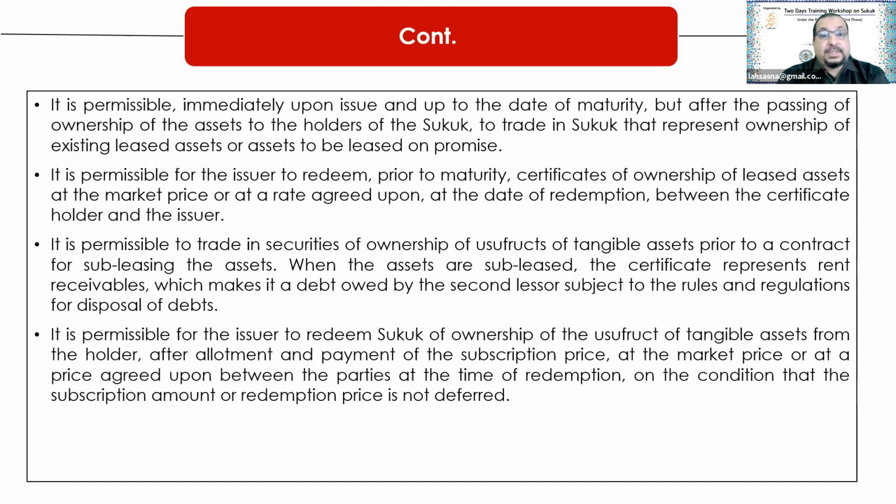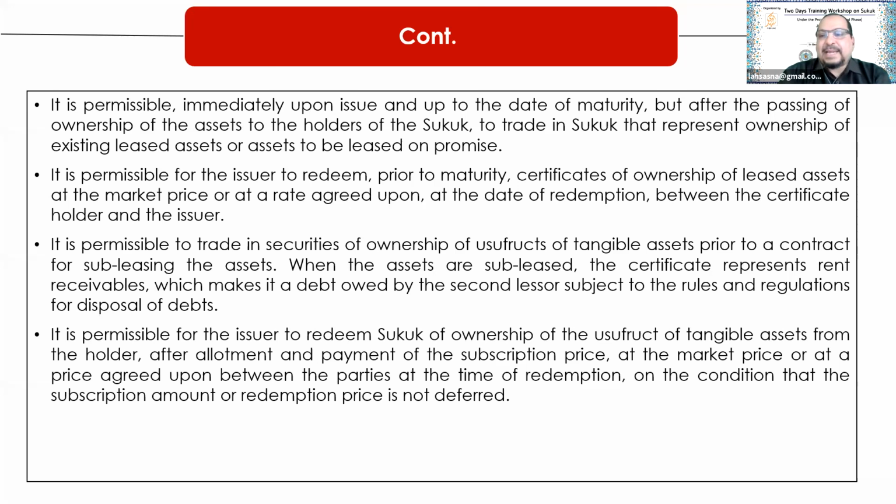The second point, or the third point, is it permissible to trade in security of ownership of usufruct of tangibles prior to the contract of subleasing. Here there is a small concern when it comes to the ijara, because you may have a subleasing. When the assets are subleased, the certificate represents rent receivable. Because here basically you are not owning and getting the rent, you are doing the sublease. So when the sublease is created, the certificate will represent a receivable rental.